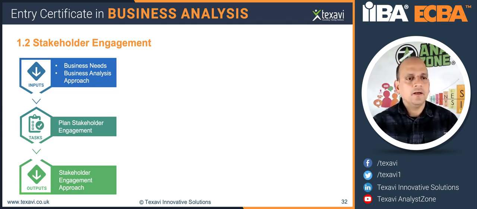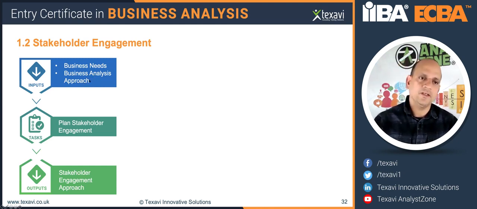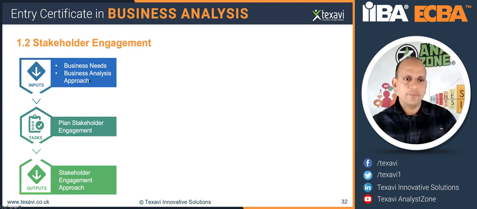So again, in terms of the inputs, you've got the business needs and the business analysis approach, because that's what we did in the previous step. The business analysis approach was the output there, which becomes an input in this activity. So these are the two inputs that you would start off this activity with, and then you would try and plan the stakeholder engagement.